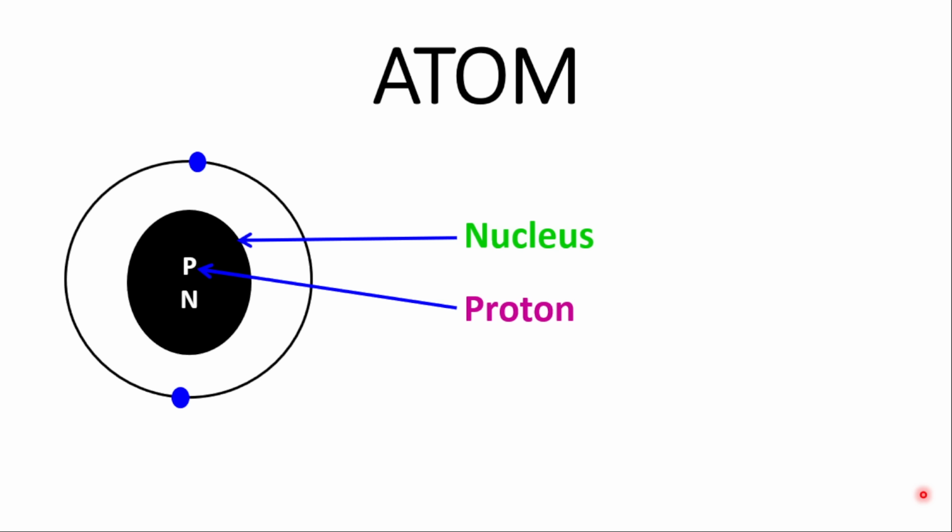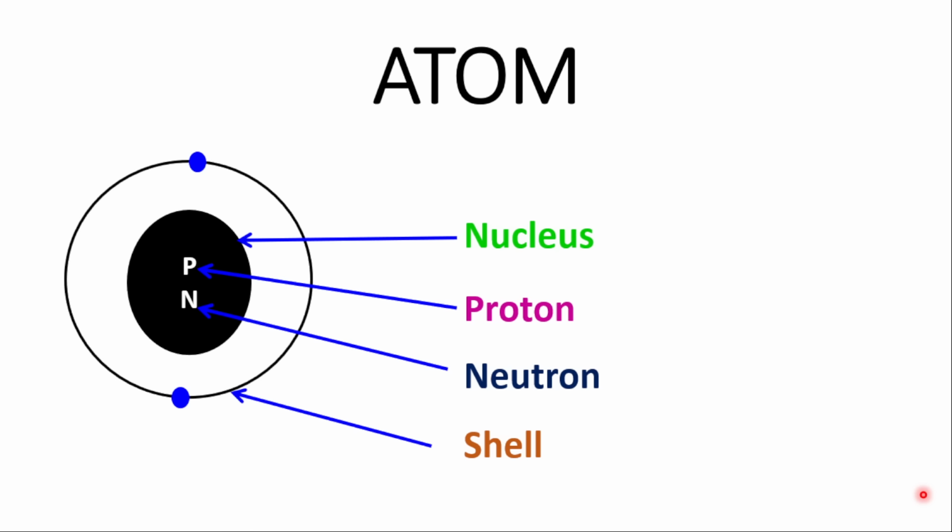All right. And also around the nucleus, what we have is a shell or shells, depending on the number of shells. And the shells will contain electrons. So electrons are on the shells. And so those are basic things that you need to know.